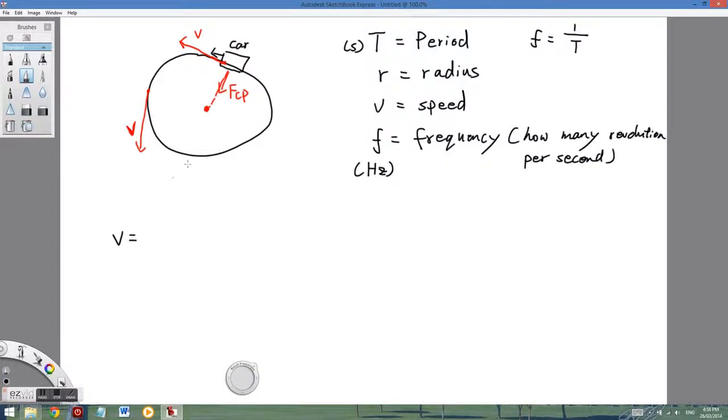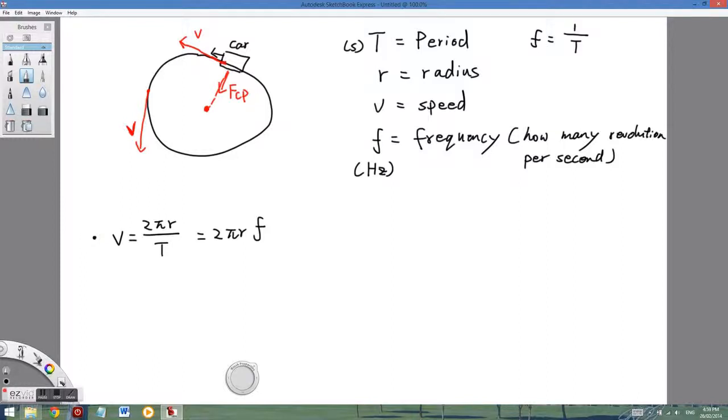The velocity, actually the speed, of an object under circular motion will be 2 pi r divided by T, the period, or 2 pi r times the frequency. That's equation 1.